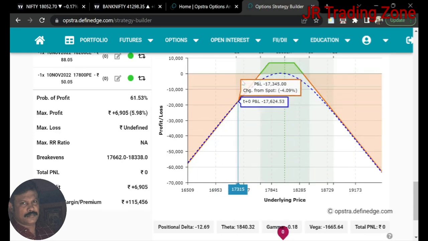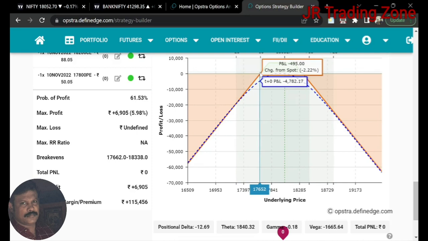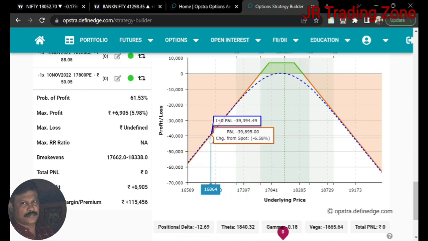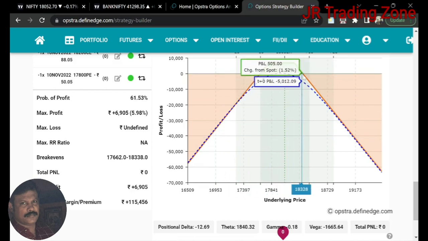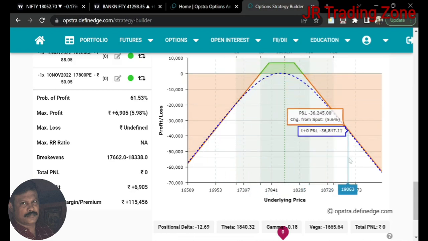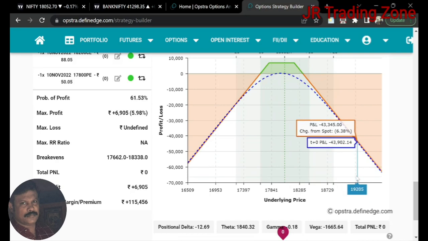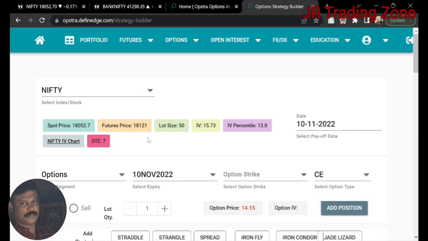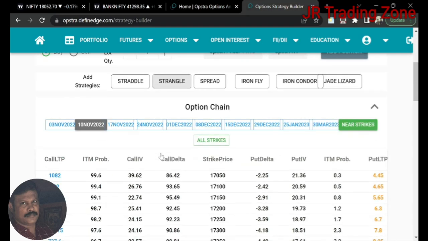Now you see, the risk is undefined. If the market moves like this, you may incur a great loss. If the market goes on the upside also, you will incur a great loss. In this volatile market, this strategy will not work for positional traders. How these option sellers were making money over the years from 2016 to 2020, that's what I want to tell with this strategy.